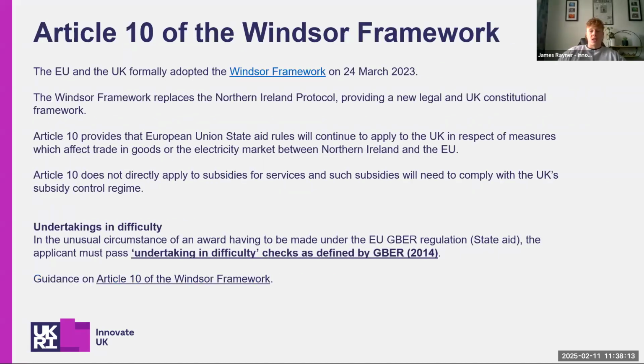If you are an applicant who is conducting activities that will affect the trade of goods and/or electricity between Northern Ireland and the European Union, as envisaged by Article 10 of the Windsor Framework, then your grant would be awarded under the European Commission state aid rules. In order to be eligible to receive state aid, you must pass the Undertakings in Difficulty test. This only applies to limited liability companies that are more than 3 years old. If you have a parent company, the test can be performed on your parent or holding company instead. If you're successful in the competition, we will apply this test as part of our viability checks, if it applies.